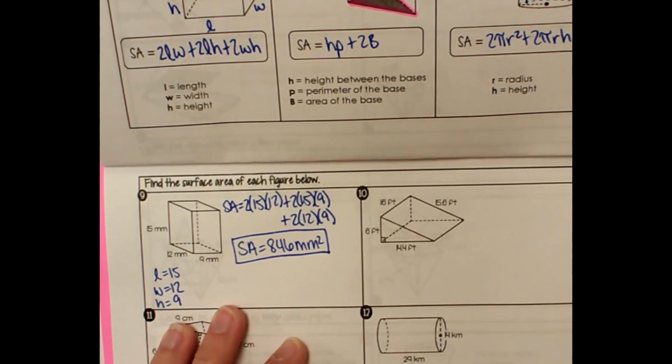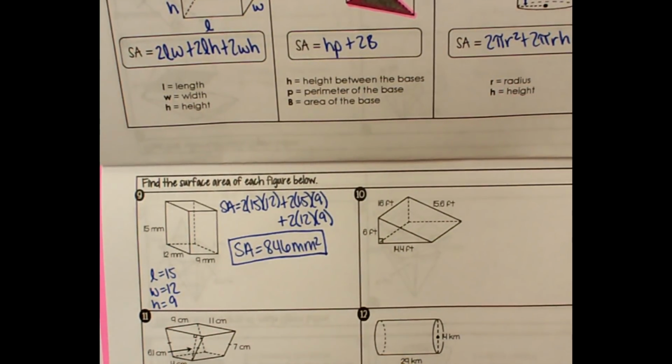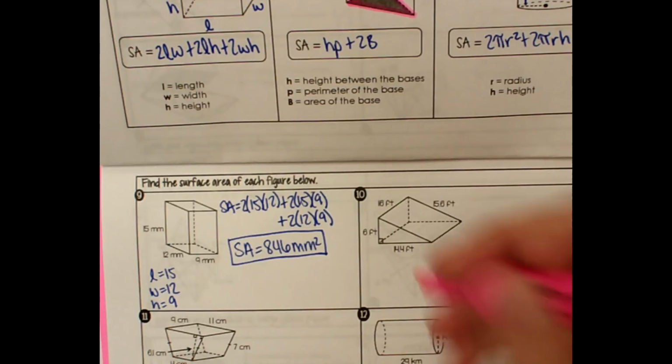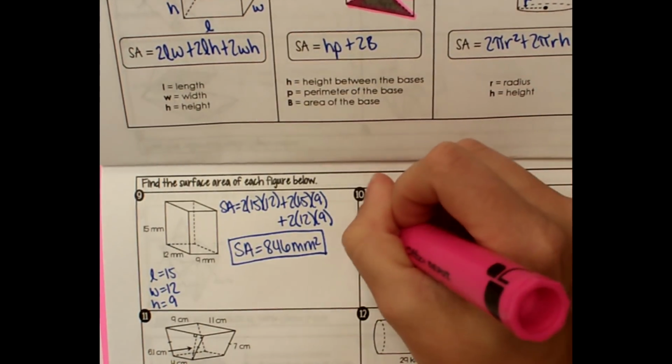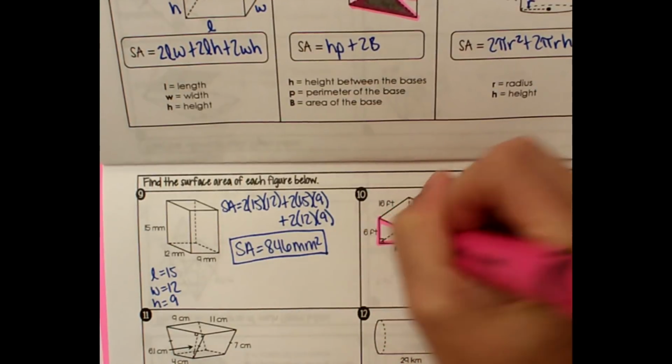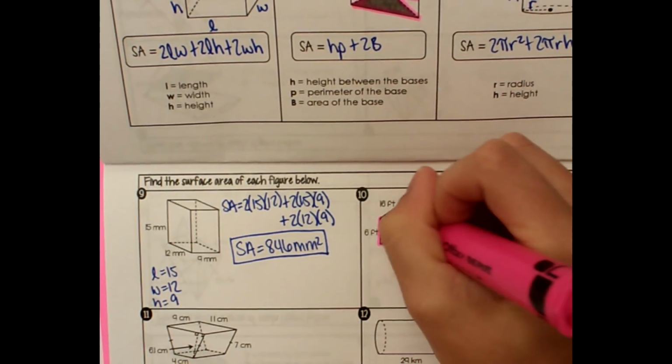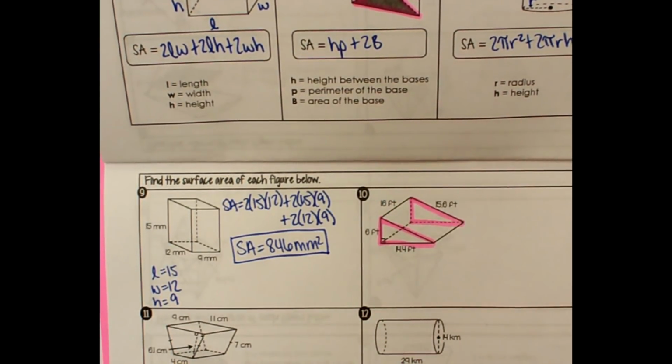Rectangular prisms aren't too difficult, and they're pretty easy to identify. So if we look at number 10, this one will be a triangular prism. It has 2 bases. You can see that the bases are this guy and this guy. They're congruent and they're parallel. So that means that those are our bases. So it's not rectangular and it's not a cylinder. So we're looking at the other prism formula.